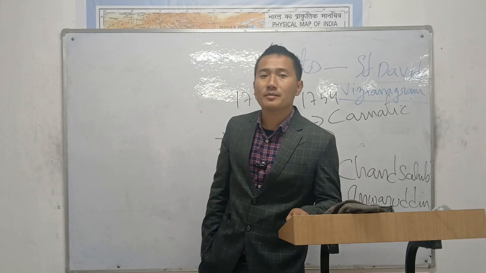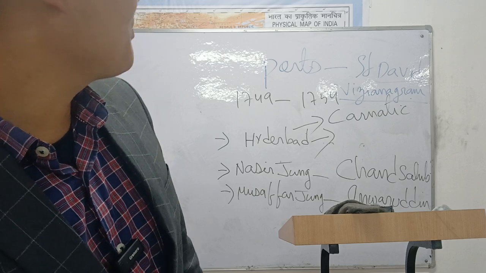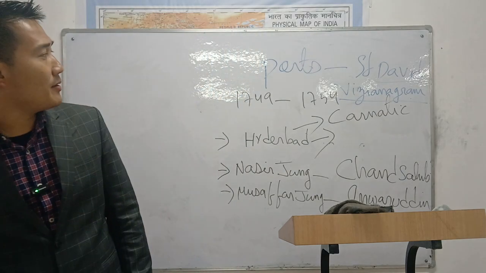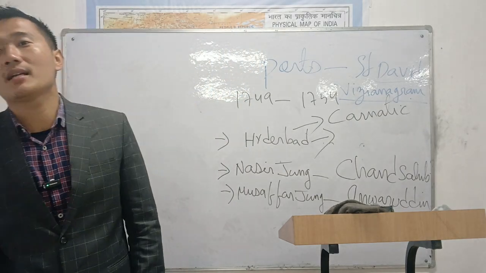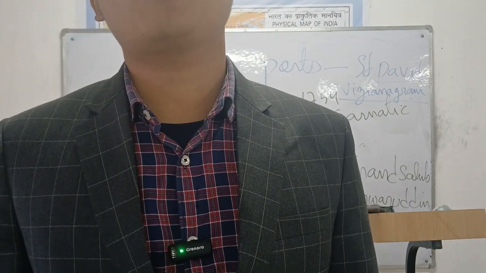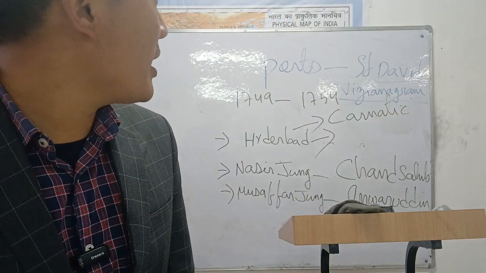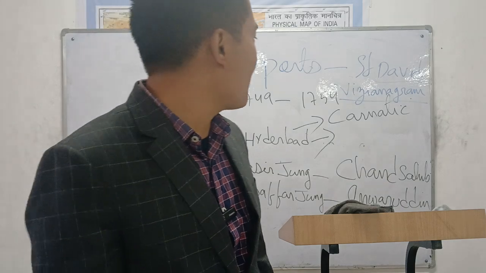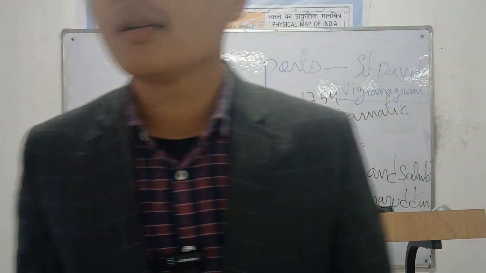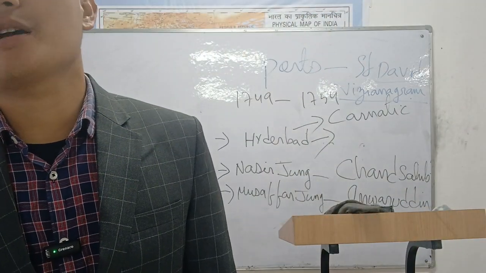The French captured two important ports of the English, known as Saint David and Vizianagaram. This is South India, Saint David and Vizianagaram. These are the ports captured by the French. Because of this, the war occurred, and now the English have defeated the French very badly.